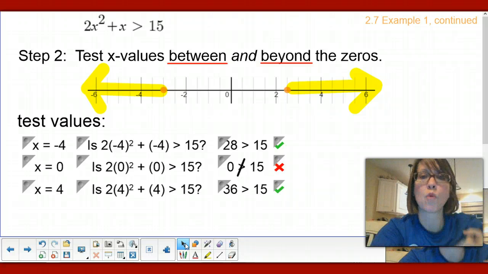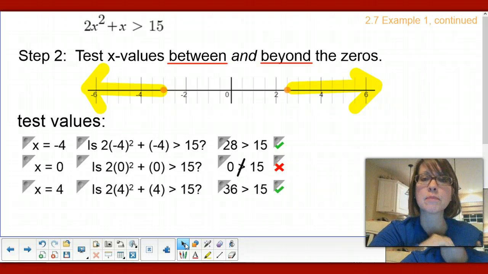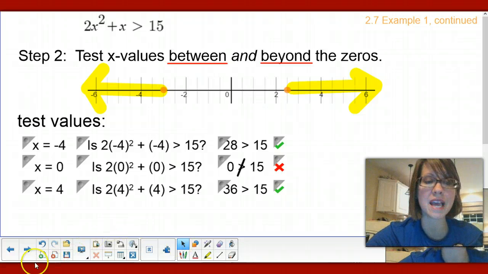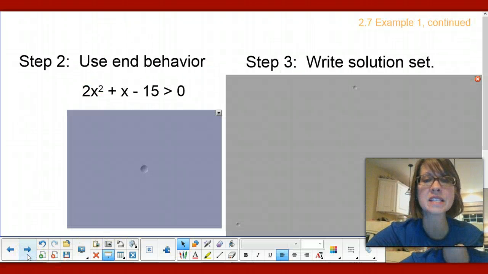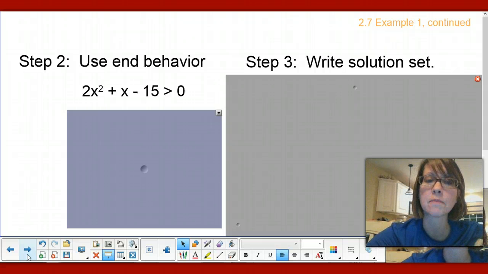Okay, so step 1 was find the zeros. Step 2 was let's do some test values. And in step 3, we are going to be writing the solution set. Before we do that, I want to show you graphically an alternative to the test points, okay?